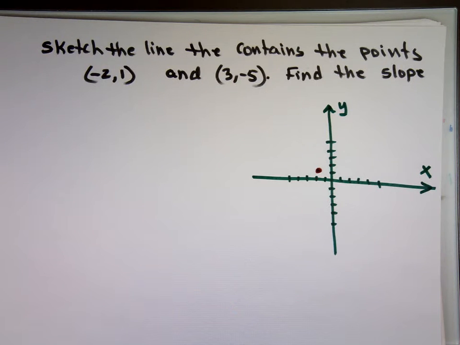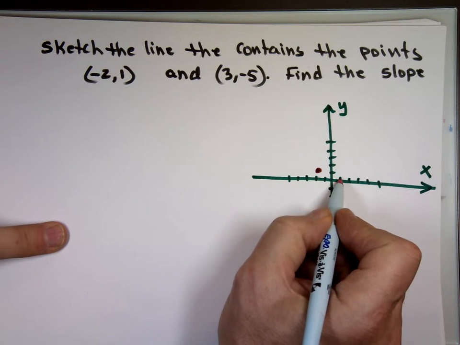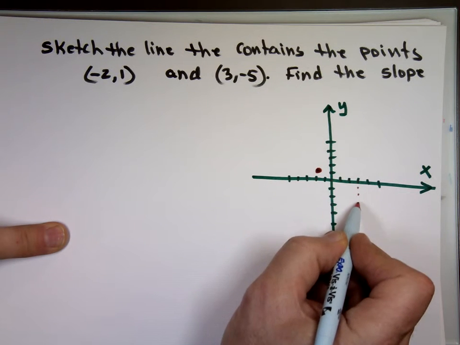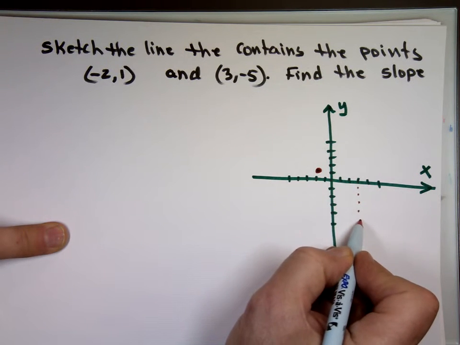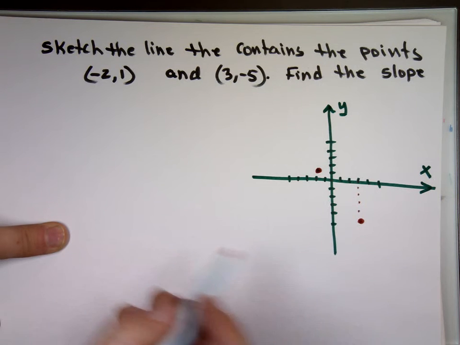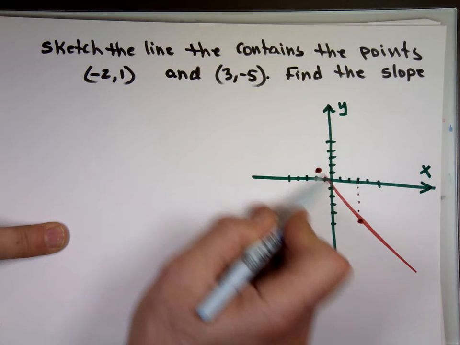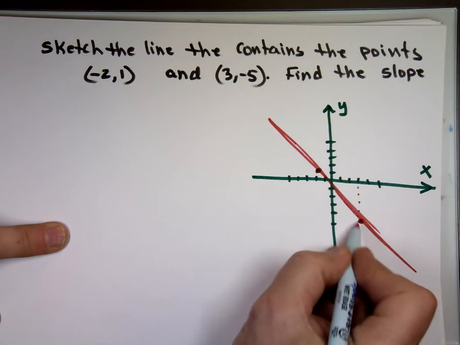The next point, 3 and negative 5, starts from the origin, go 3 in the x direction, that's right here, and 5 down. That's the other point. Connect the 2 points, and that's the graph I'm looking for.